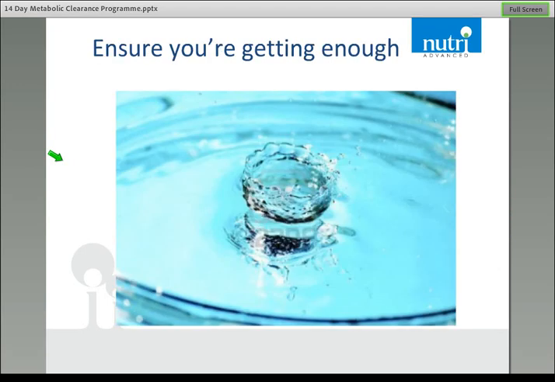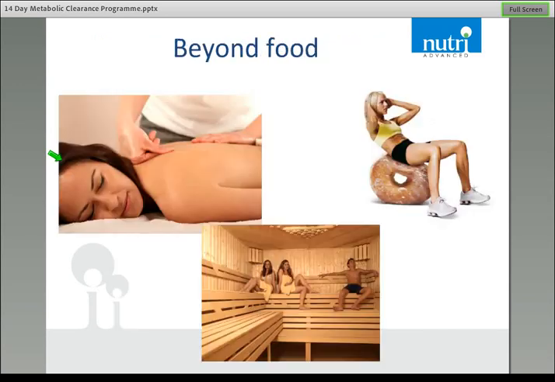You've got to make sure that you're well hydrated during this process. It's important to stay well hydrated throughout your life, but particularly during this time where we need to make sure that we're flushing those toxins through the system. So be thinking about 2 litres of clean water. If you need any more advice on the purity of water, make sure you ask your practitioner.